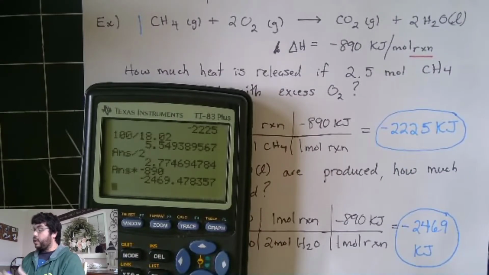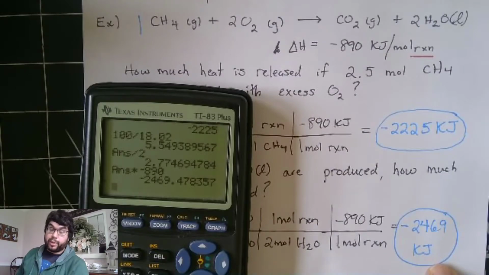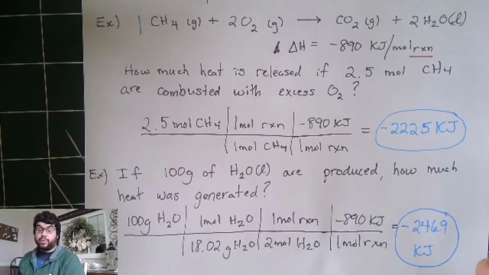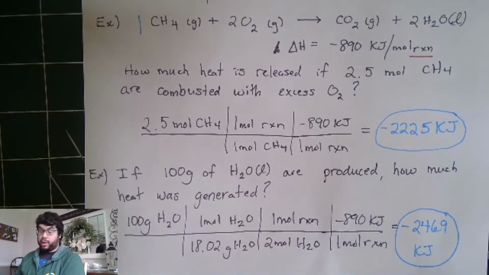Okay. So if 100 grams of water were produced in the reaction, that's how much energy would be released alongside those 100 grams. That's the basic rundown of how to do an enthalpy problem in terms of stoichiometry.